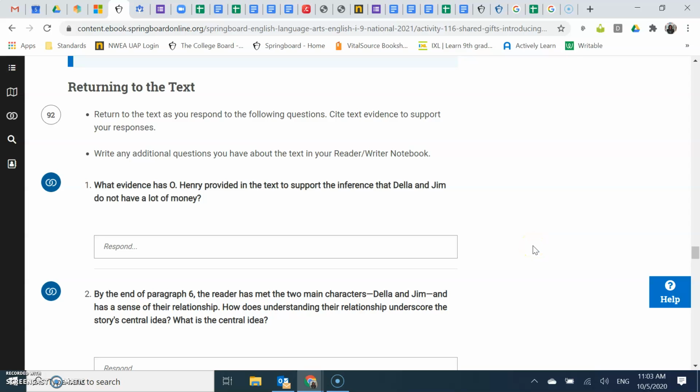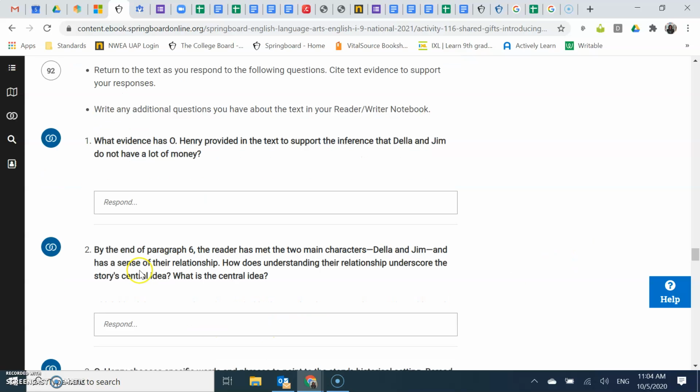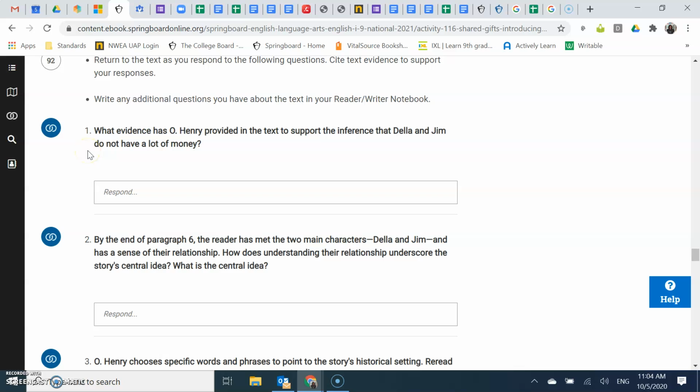Then what you're going to do is, let me remind myself what you're doing. I would like for you to answer questions 1, 2, and 5. So for your homework, you are going to read the story and you are going to answer questions 1, 2, and 5. So I'm going to go over the questions really quickly just so that you understand.